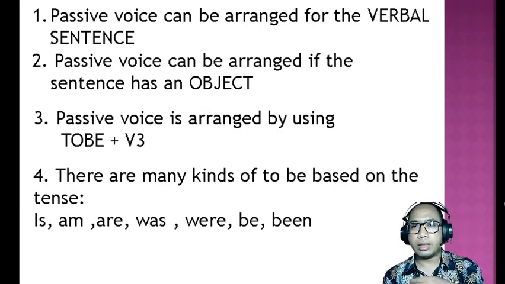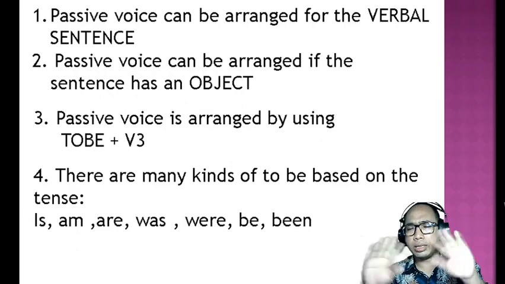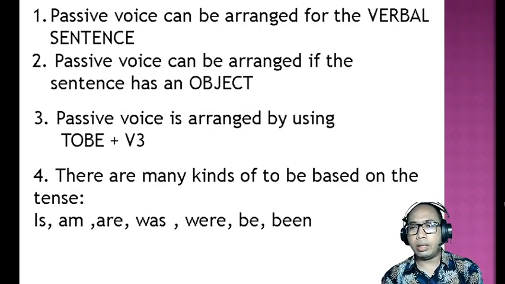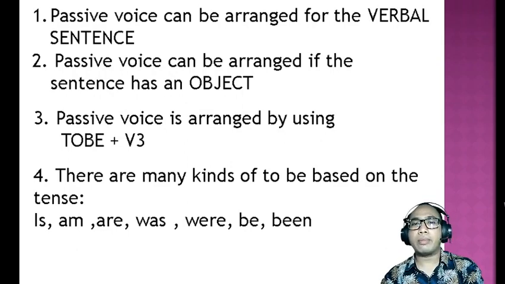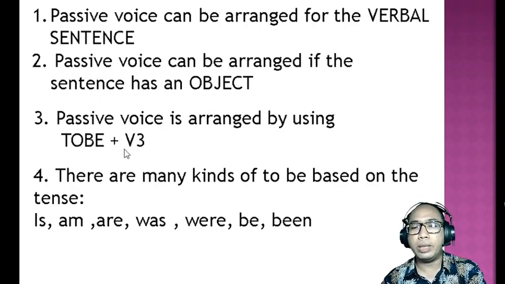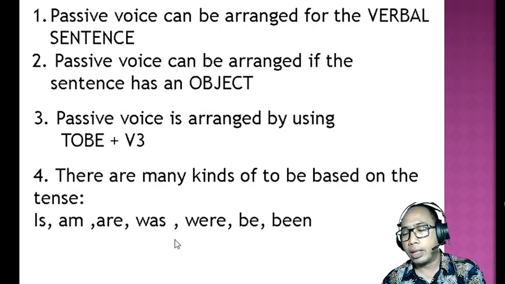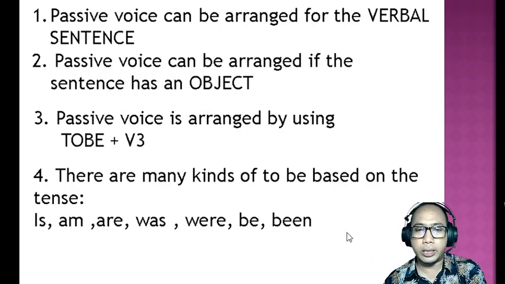"I'm in the canteen" and "I'm handsome" cannot be changed into passive. But if I take the pencil, because this has an object, we can change it into passive: the pencil is taken by me. The second one: passive voice is arranged by using to be plus verb 3. Be careful that there are many kinds of to be. Is, am, are for present, was and were for the past, be for the future, been for the perfect, and being for the continuous. Okay?